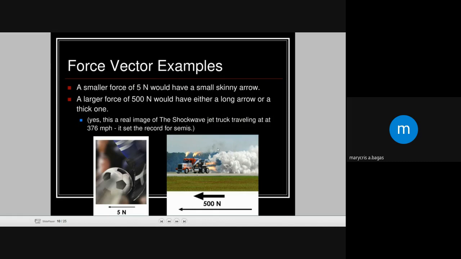Look at this truck, a big jet truck traveling at 376 miles per hour. So it's bigger, right? Use a thicker arrow or a longer arrow. If you compare this arrow to the 5 newton one, you can see the difference: a small, thin arrow, and a thick or longer arrow because it has a greater force, greater newtons.